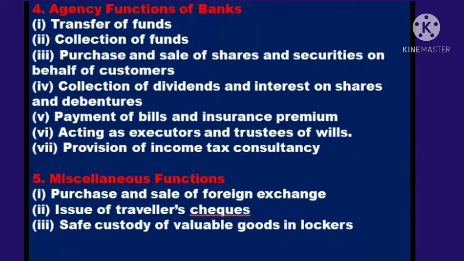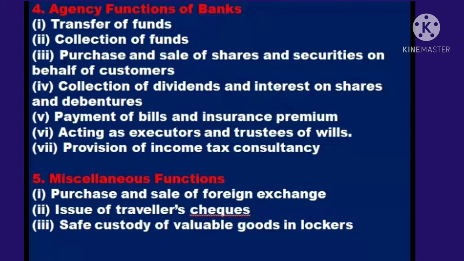The fourth function is agency functions of banks. Banks perform certain agency functions for their customers in return for commissions. The agency function services are, first, transfer of funds. Through instruments such as demand draft, mail transfer, telegraphic transfers, etc., the bank provides facility for cheap and easy remittance of funds from place to place. Second is collection of funds. The bank collects funds on behalf of its customers through checks, demand drafts and bills, etc.